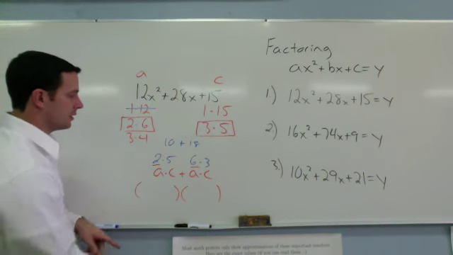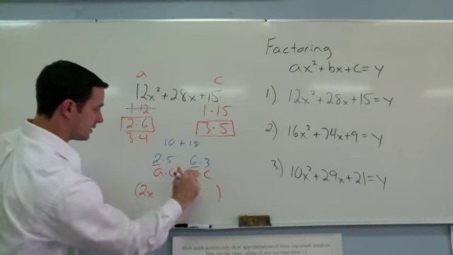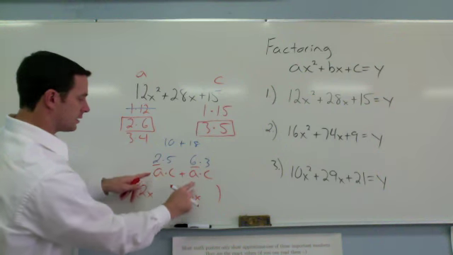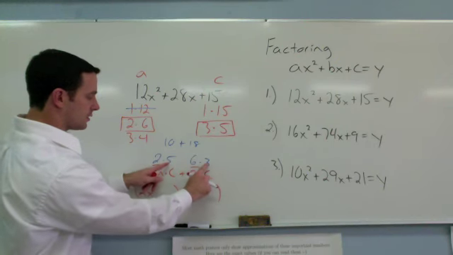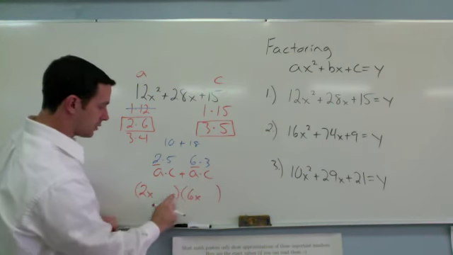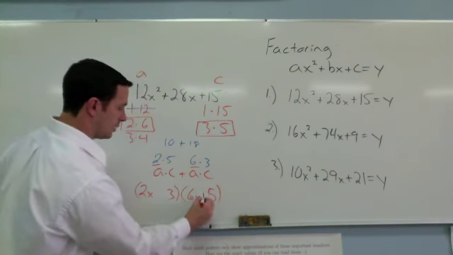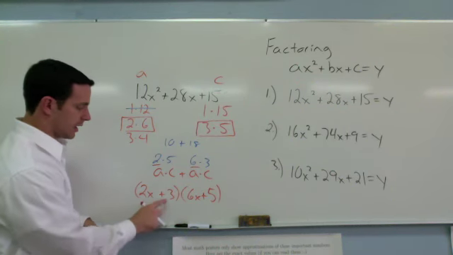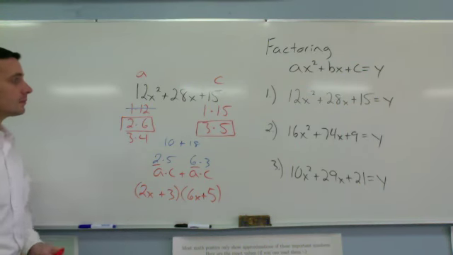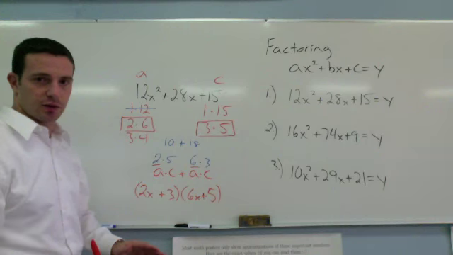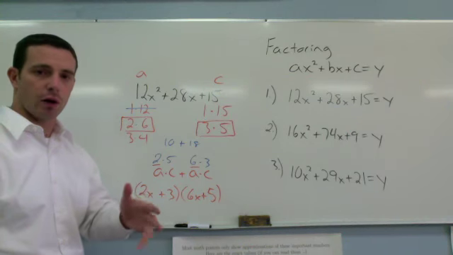From here, the two A's will stay in the front. So that's 2x and 6x. The A's go with the x's. From here, the two C values get crisscrossed. This 3 comes over here. This 5 comes over here. And then put a plus in between. 2x plus 3, 6x plus 5. Now, how you can mentally check this really quick to make sure that what you came up with is correct. Just do FOIL in your head.